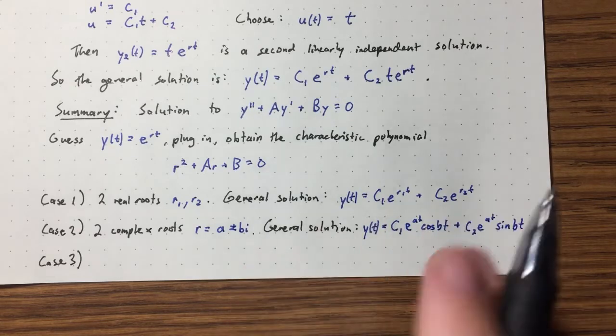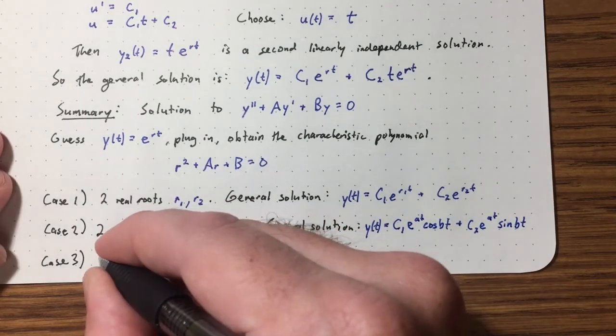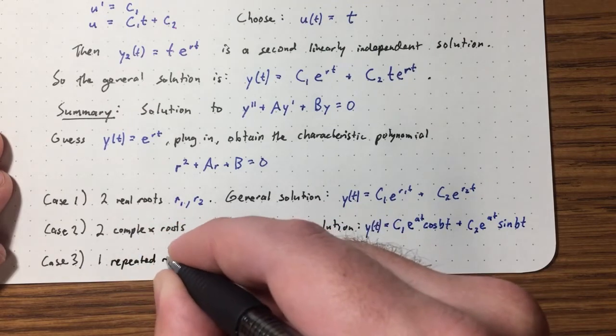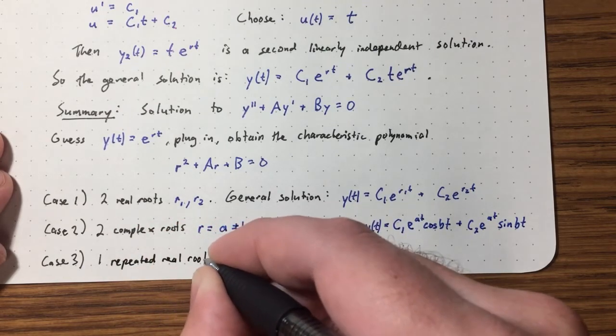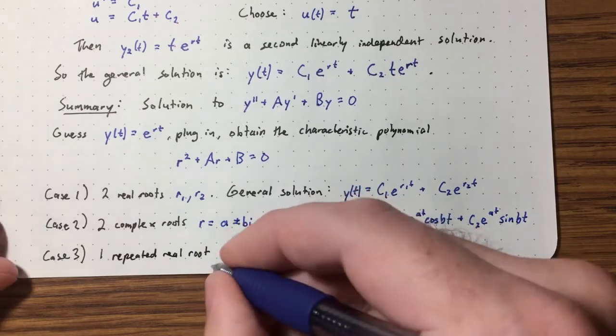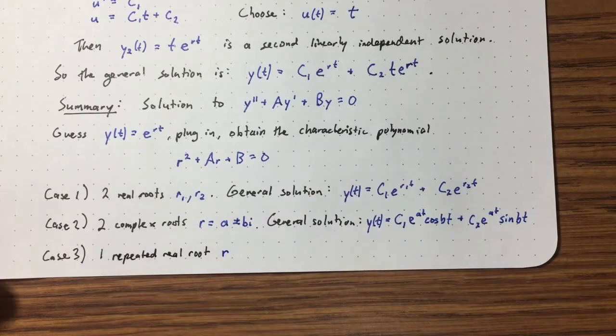And then case 3 we just did today. So that's the case where we have one repeated real root. You can't have one repeated complex root. If you have one repeated root, it has to be real. So we really are looking at all the possible cases. So we'll call that R.